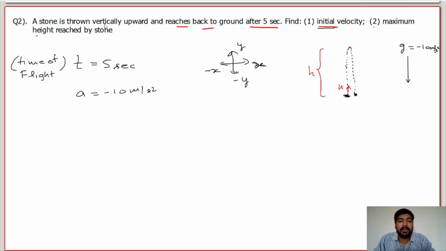Okay, let's move further. These two things are given, and we have to find the initial velocity. So let's apply the equations of motion, because the acceleration here is constant. Students, I am going fast because you have done all these questions. I have to move quickly. If you want, you can pause the video and do it by yourself, and return when you have some doubt.